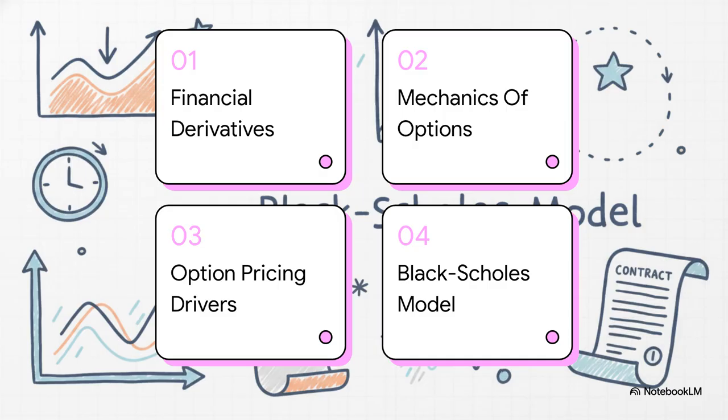Okay, let's build our understanding step by step. We're going to start with 1, demystifying financial derivatives, move into 2, the mechanics of options, uncover 3, drivers of option pricing, and finally arrive at 4, the Black-Scholes breakthrough.